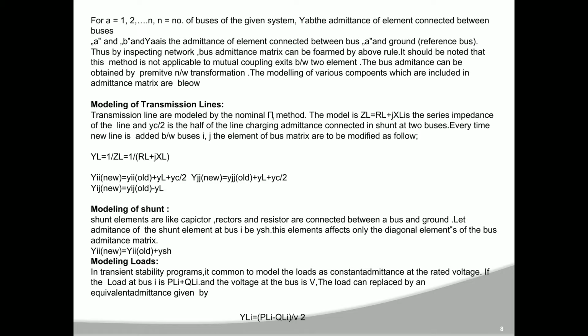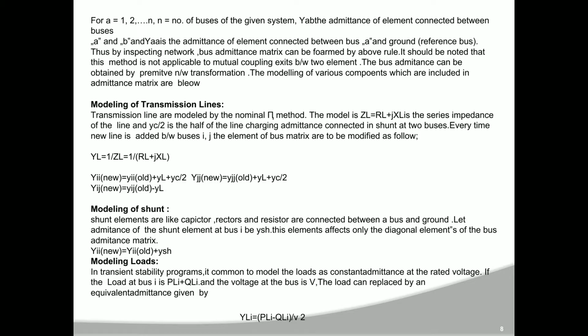It should be noted that this method is not applicable when mutual coupling exists between two elements. The bus admittance matrix can then be obtained by primitive network transformation. The modeling of various components which are included in the admittance matrix is given below.